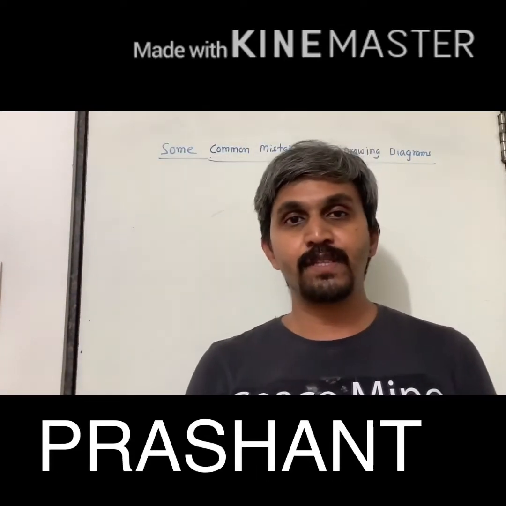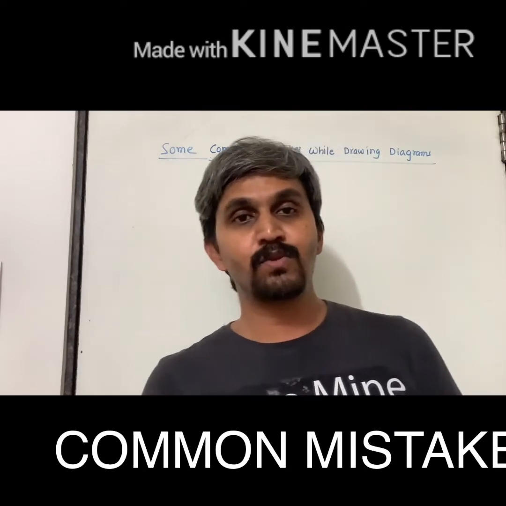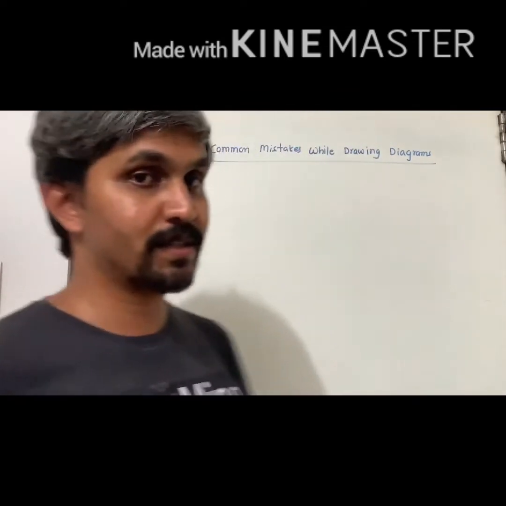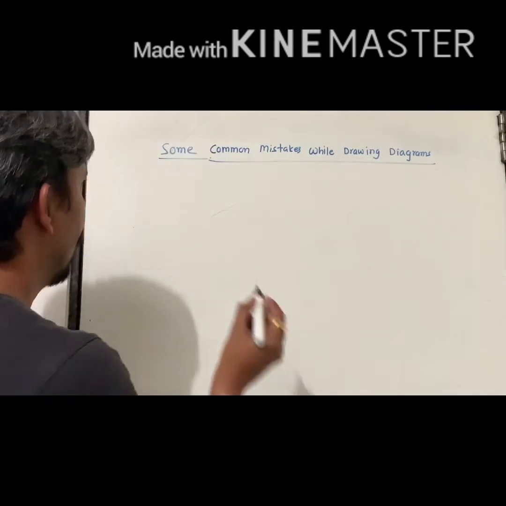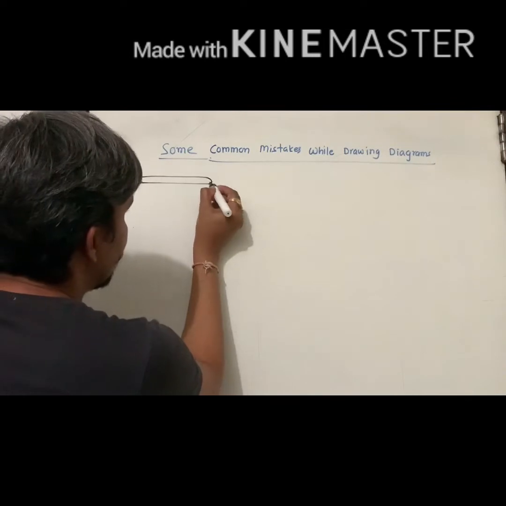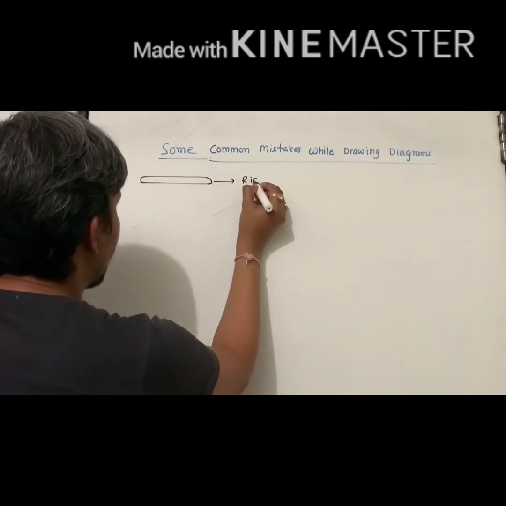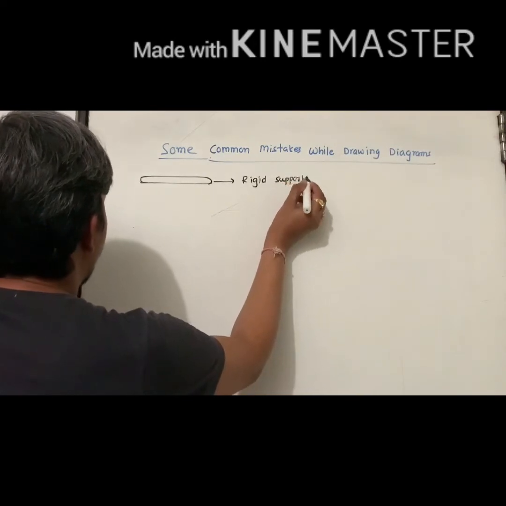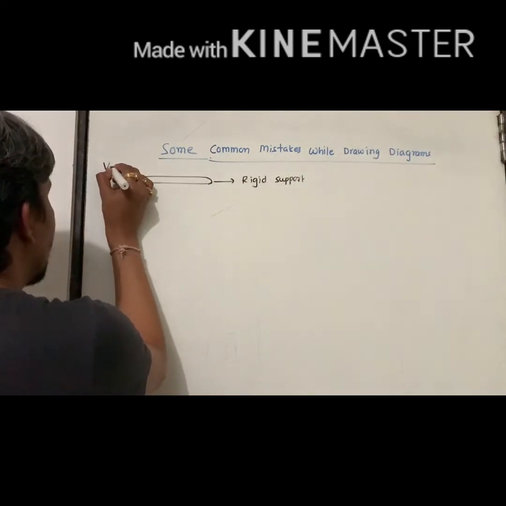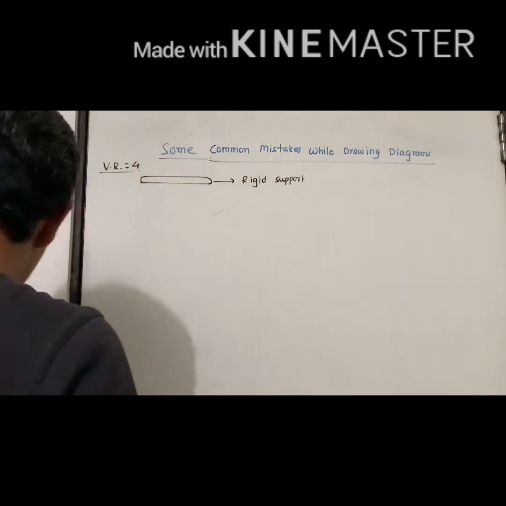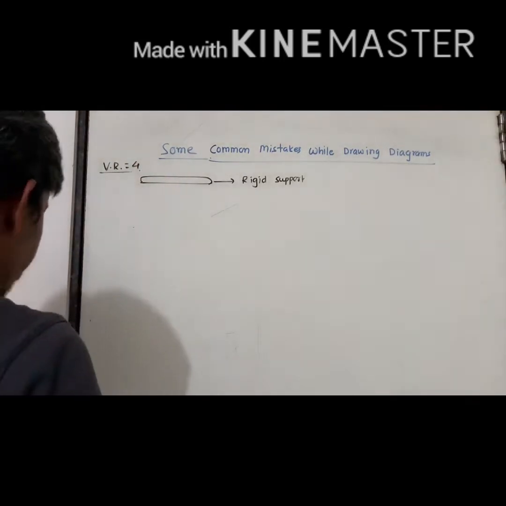Today we'll start with some common mistakes done by students when they draw diagrams. We'll start with the block and tackle system. Now check. In the block and tackle system, this is the rigid support. Right? I want a diagram for VR equal to 4. VR is equal to 4. We'll draw only one diagram.